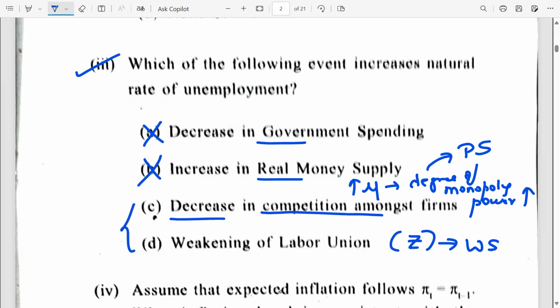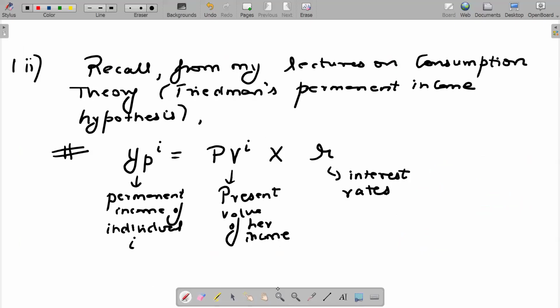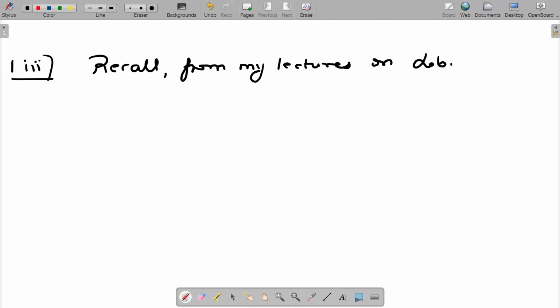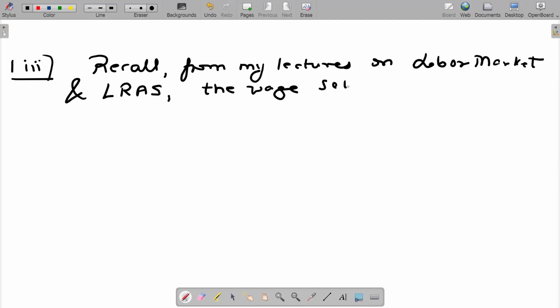Okay, if I come to the whiteboard to solve this completely, okay, recall from my lectures on labor market and the long run aggregate supply, the wage setting and the price setting equation.